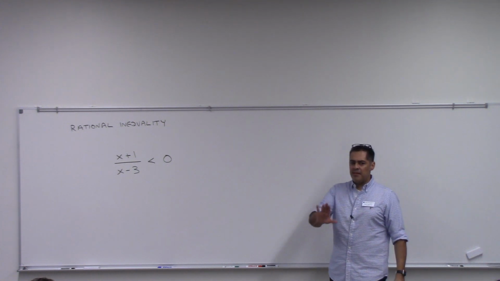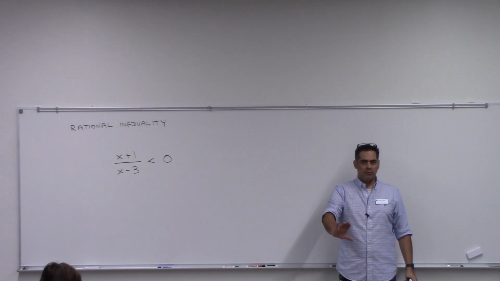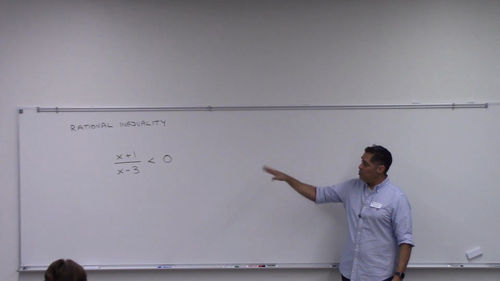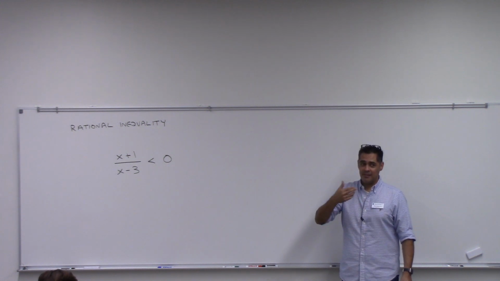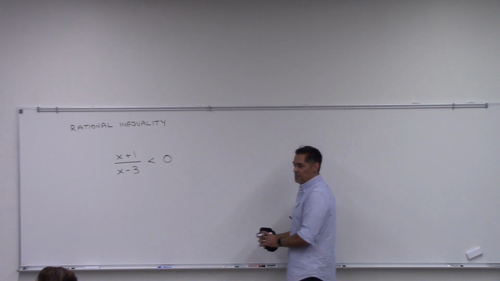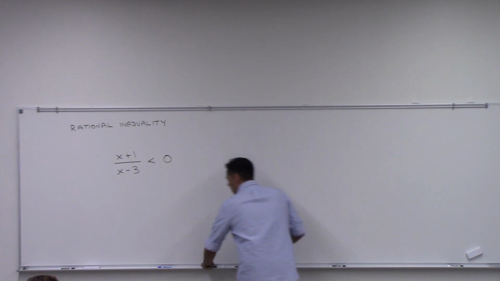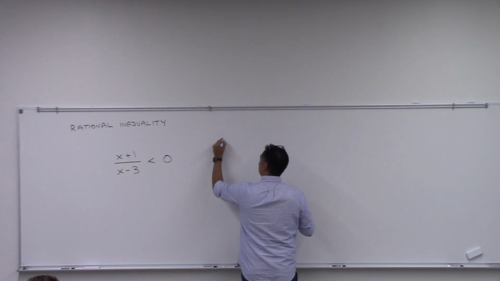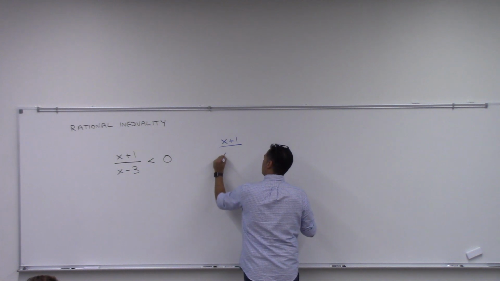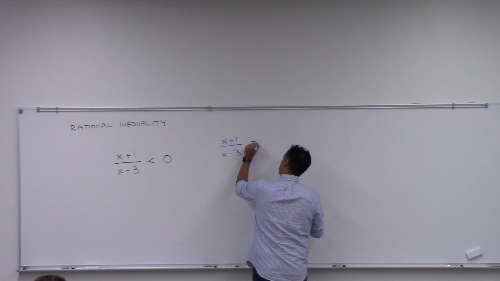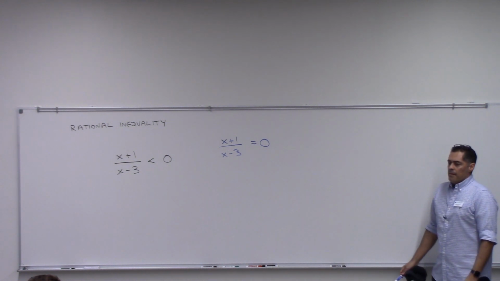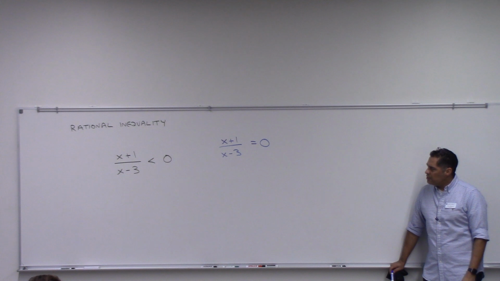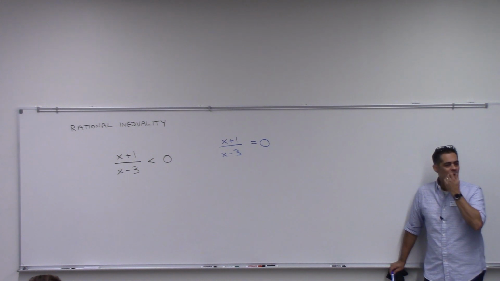Okay, what has been the technique so far? First step: everything moved over, you get 0, right? And then set it equal to 0. We're still going to do that step, okay? We're going to set it equal to 0. But how do we do this? How do you figure out when a fraction is 0?